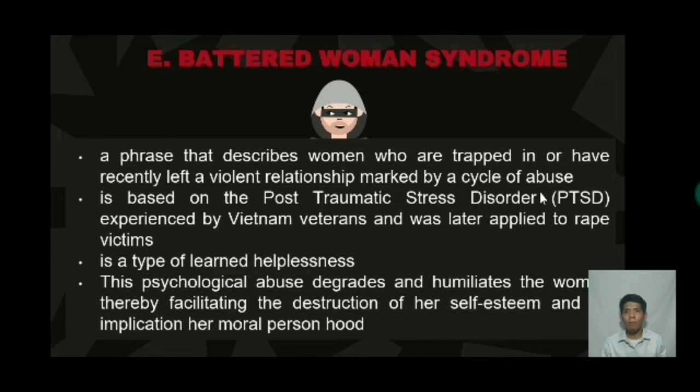So we also have the battered woman syndrome, a phrase that describes women who are trapped in, or have recently left, a violent relationship marked by the cycle of abuse. This type of learned helplessness, this psychological abuse, degrades and humiliates the woman, thereby facilitating the destruction of her self-esteem and her moral person. So a woman who is trapped in a relationship where her partner commits violent acts and gives her multiple injuries loses her confidence and experiences trauma.